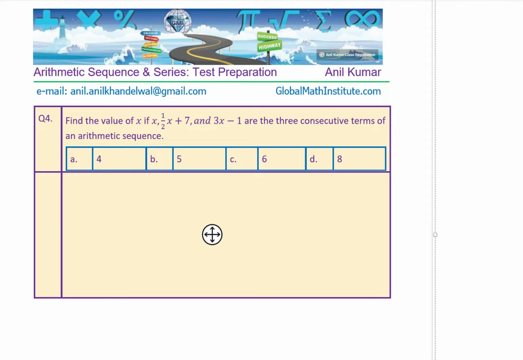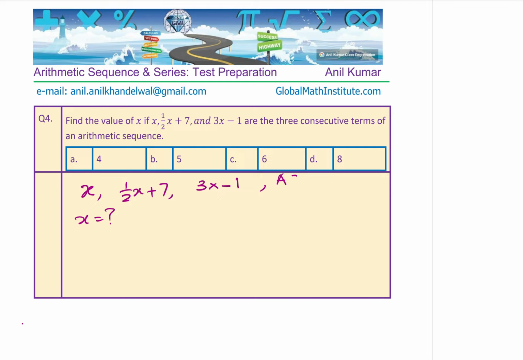Okay, let's move on to another question, which is question number 4 for us. The question here is, find the value of x if x, half x plus 7 and 3x minus 1 are the three consecutive terms in an arithmetic sequence. So we have to find what x is. We are given three terms, which is x, half of x plus 7 and 3x minus 1. You have to find the value of x. We know all of them are in arithmetic sequence, right?